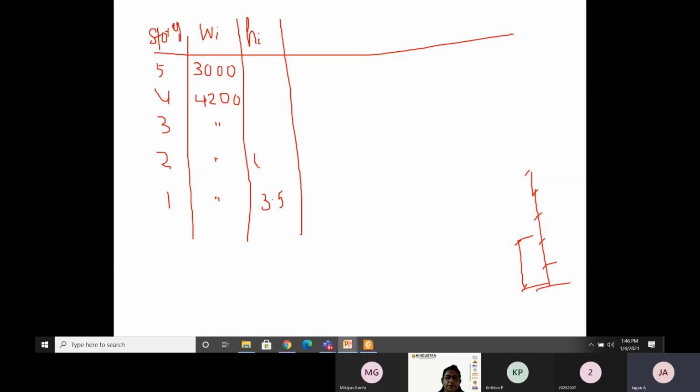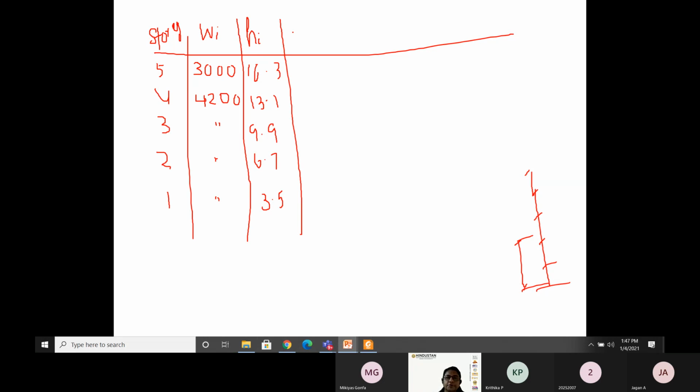So 3.5 plus 3.2, how much? It is 6.7. 6.7 plus 3.2 is 9.9. 9.9 plus 3.2 is 13.1. 13.1 plus 3.2 is 16.3. So the total height of the building is 16.3. Okay, this is how we should write the height. Hi is measured from the base.